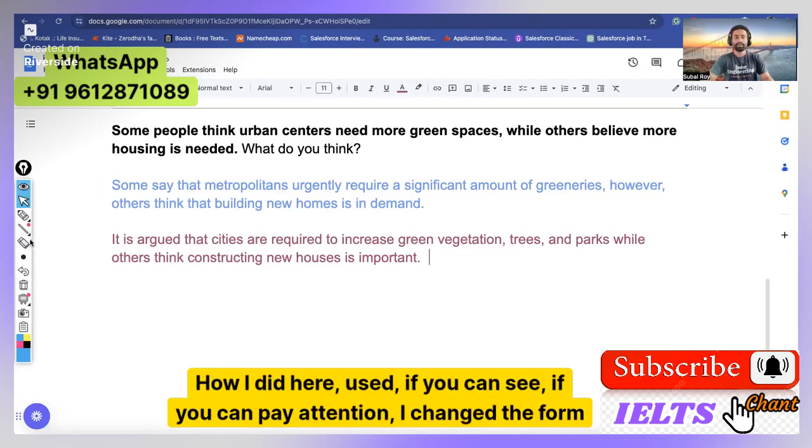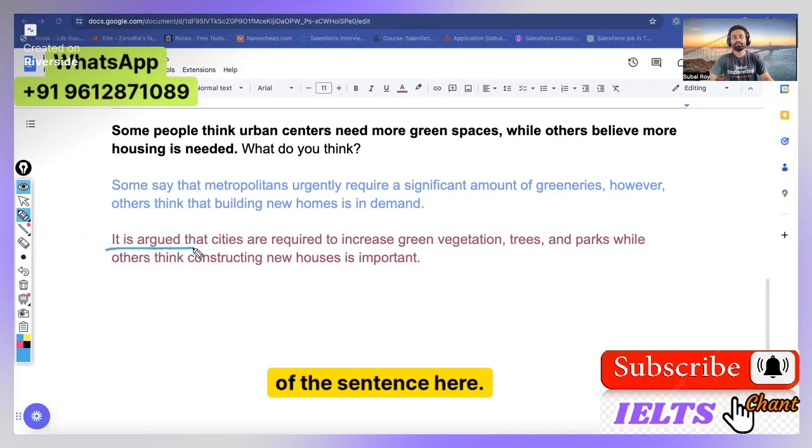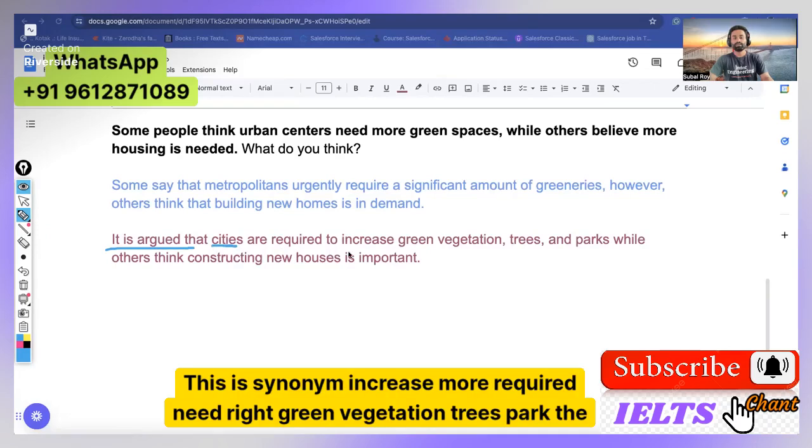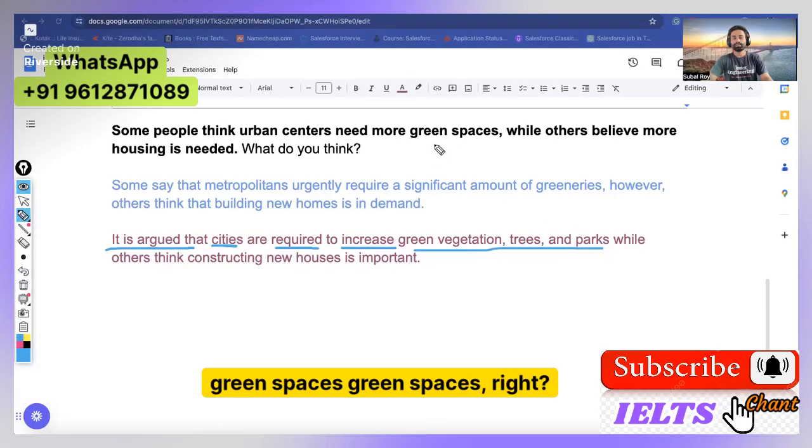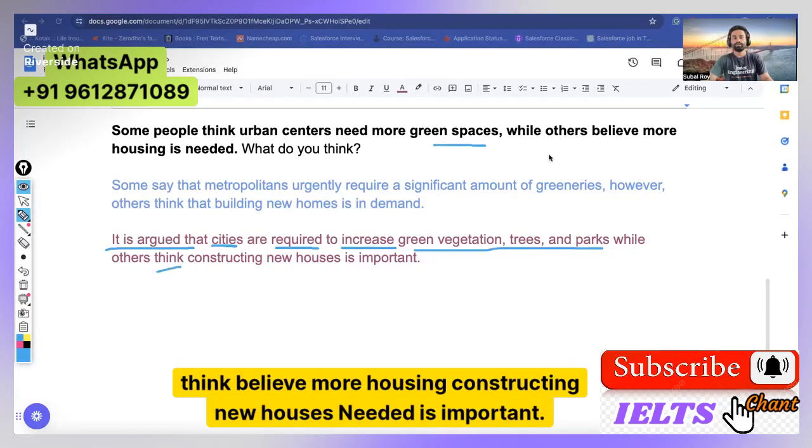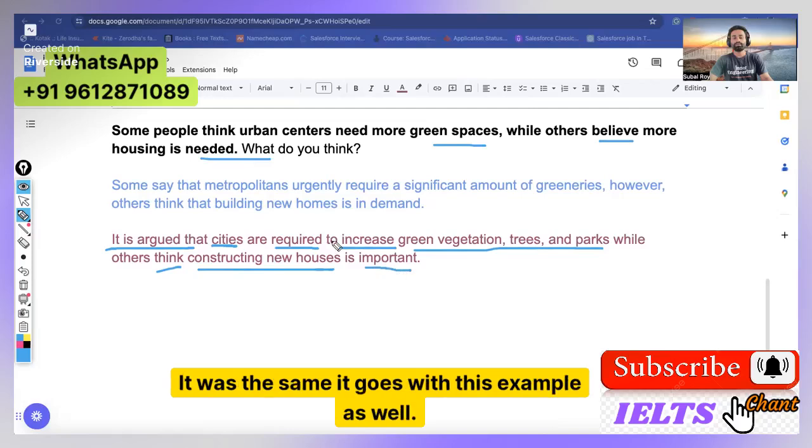If you pay attention, I changed the form of the sentence here. Paraphrase. This is a synonym. This is a synonym. Increase, more, required, need, right? Green vegetation, trees, park, the green spaces, right? Think, believe, more housing, constructing new houses, needed, is important. It's the same, it goes with this example as well.